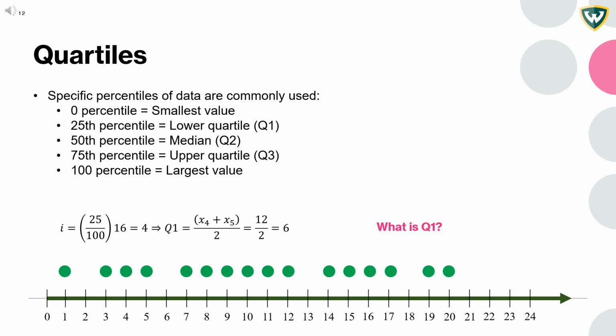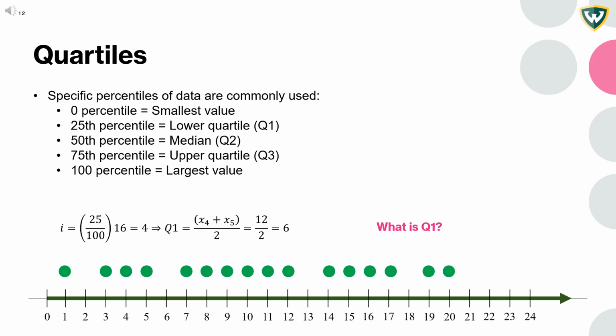Finally, the 75th percentile, called the upper quartile, Q3, signifies the value below which 75% of the data points lie. By identifying these quartiles, we can gain valuable insights into the spread and central tendency of the data, making it easier to analyze and interpret distributions. For example, to find Q1, first we need to find the index I, which is equal to 25 divided by 100 multiplied by 16.